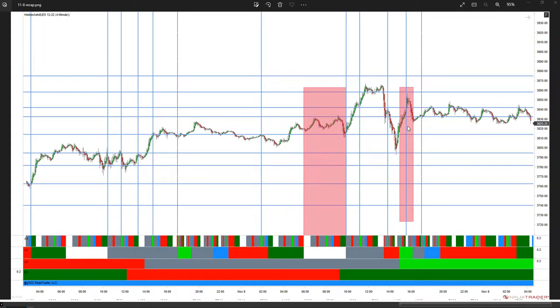And then when we got to our secondary window right before the close, we couldn't quite get back up and make a new high as we hit our timing zone and it rolled over. I think I showed these hits in yesterday's video from Monday.